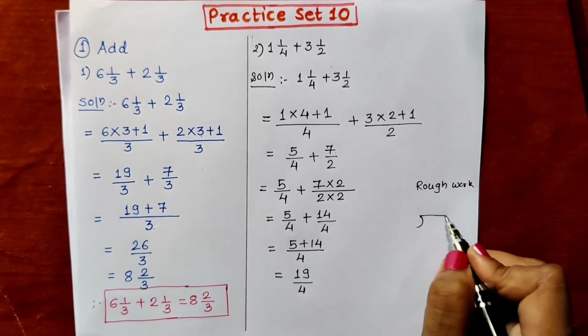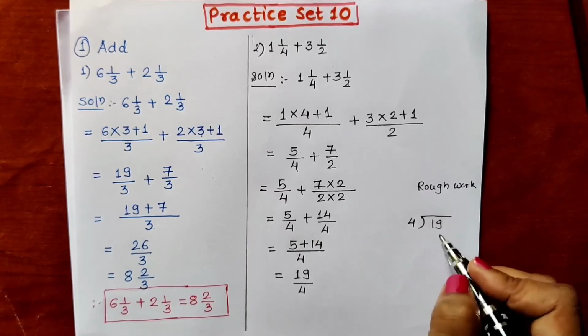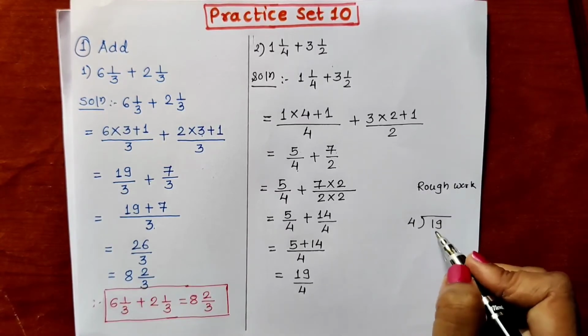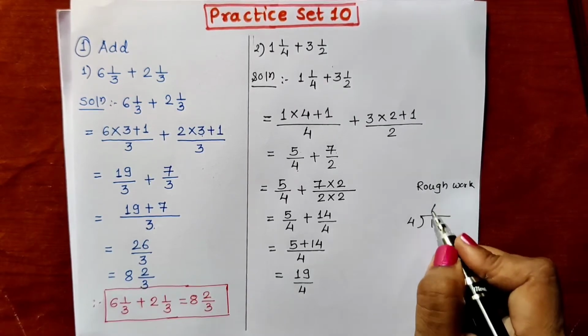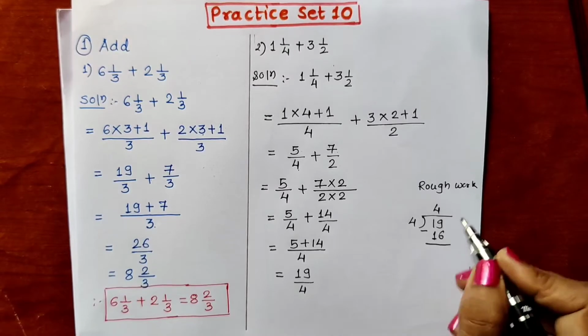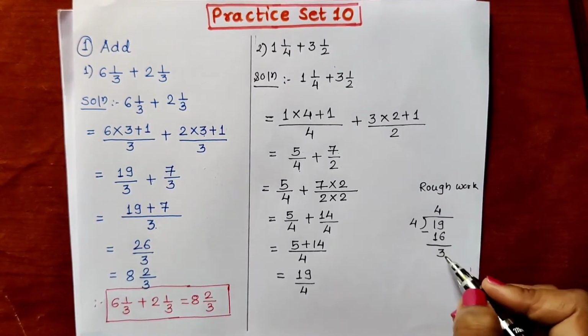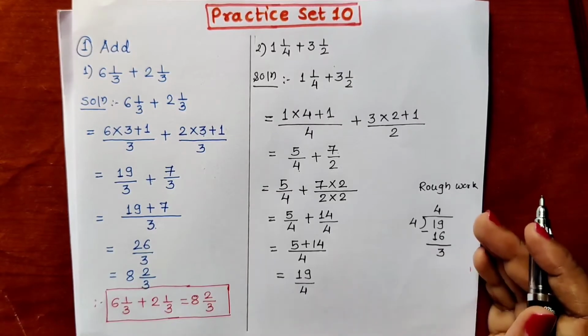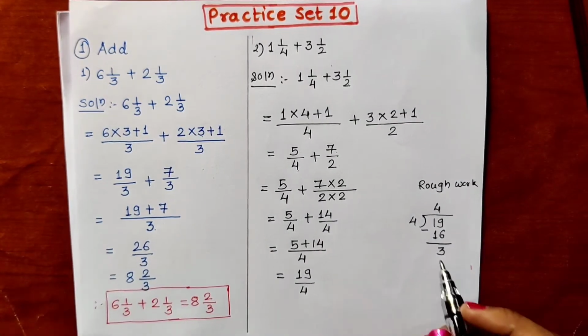So we have to divide 19 by 4. We all know 4 5s are 20. So 20 is bigger than 19, so we should not write 4 5s are 20. We have to write 4 4s are 16. 19 minus 16, the remainder is 3. The remainder 3 is smaller than the divisor. We have to stop our division here and then we can convert it into a mixed fraction.